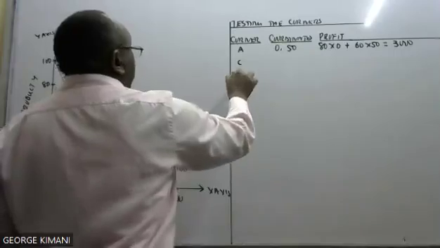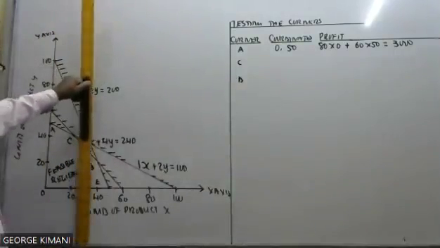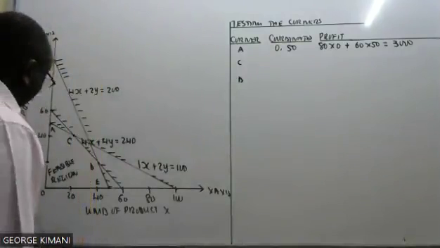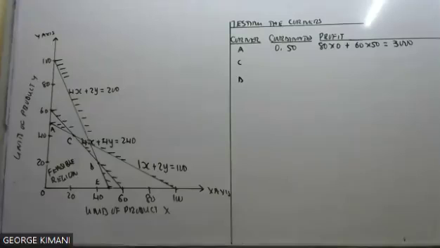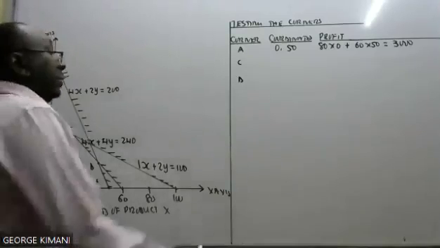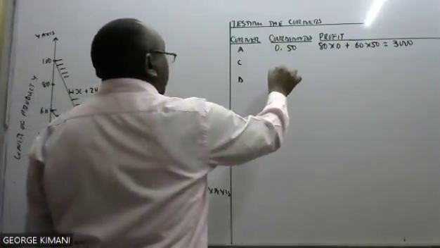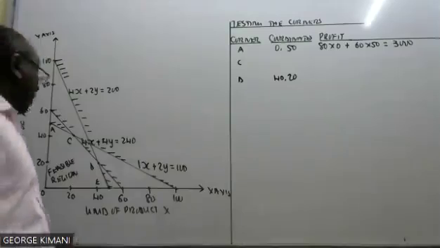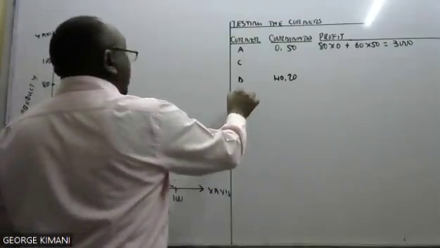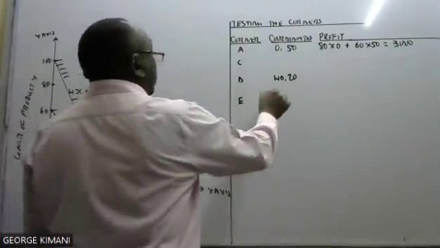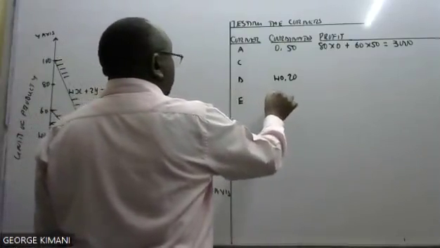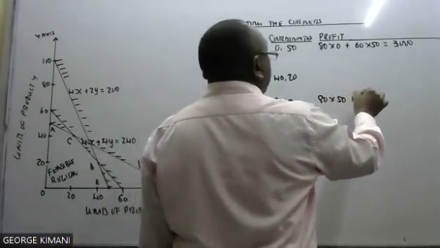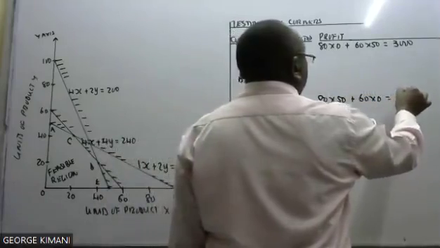Let us go to D. Is D visible? How did you draw yours? Mine shows 40, 20. 40, 20, right? But if we are in doubt, we shall solve. Corner E. Here is 50, 0. So it is 80 times 50 plus 60 times 0. That is 4,000.